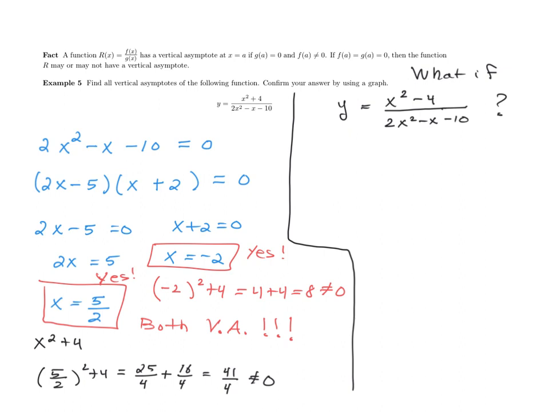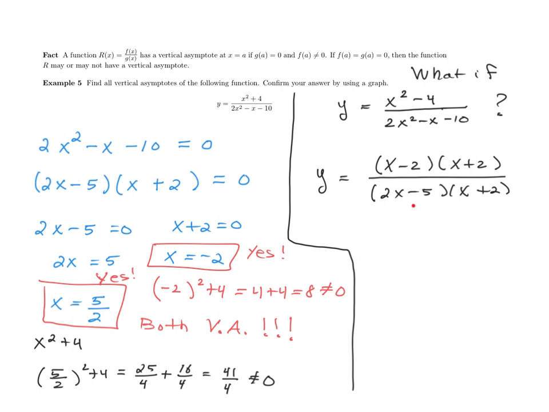I want to throw a what-if into this problem. What if I changed that positive to a negative and left everything else alone? Would both of these still be vertical asymptotes for this function? This time the numerator can actually be factored. This function is the same as, well, the denominator isn't different, so I know it's 2x minus 5 times x plus 2. But the numerator is a difference of squares, meaning you can factor it as x minus 2 times x plus 2. So x times x is x squared, -2 times +2 is -4, and the middle terms cancel.